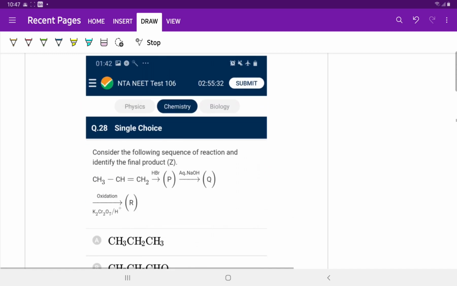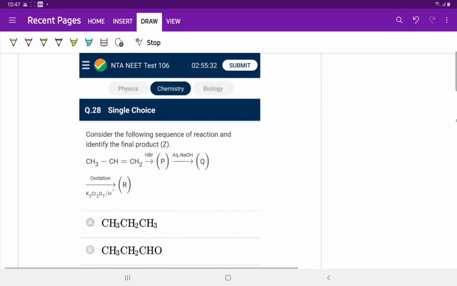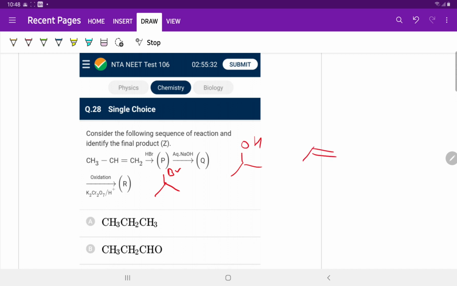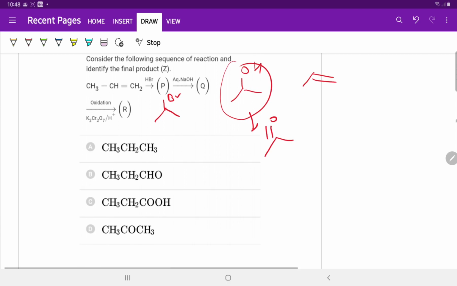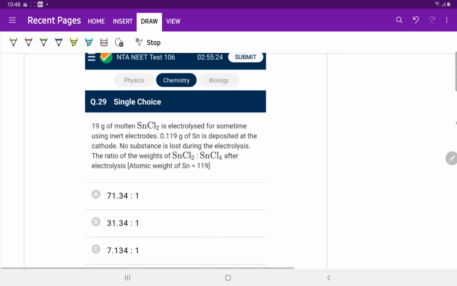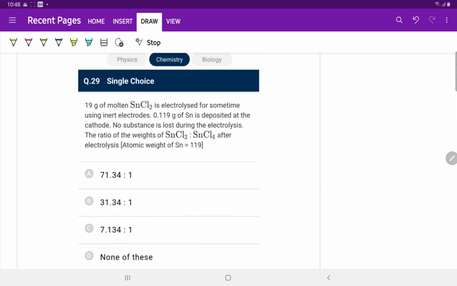Question number 28. Consider the following sequence of reactions and identify the final product. Propene reacts with HBr and forms 2-bromopropane. With aqueous KOH there are two products: one is isopropyl alcohol and the second one is propene. On oxidation this will give acetone. So option D is correct. Acetone is the answer.